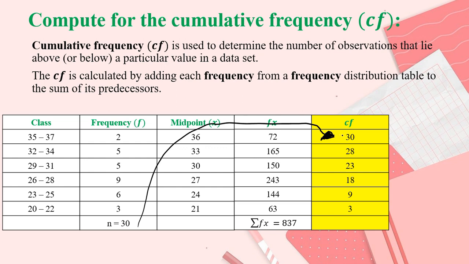So, we have 30 minus 2 po. Ayan. Ito po si 30. I-minus naman po siya sa 2, which is 28. 28 minus 5, 23. 23 minus 5, we have 18. 18 minus 9, 9. 9 minus 6, 3. Wherein 3 minus 3 is equal to 0. So, yun po yung dalawang way para makuha mo po si fifth column or si cumulative frequency.